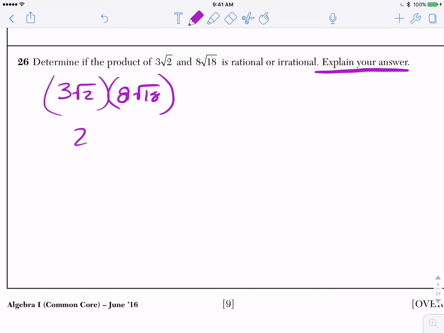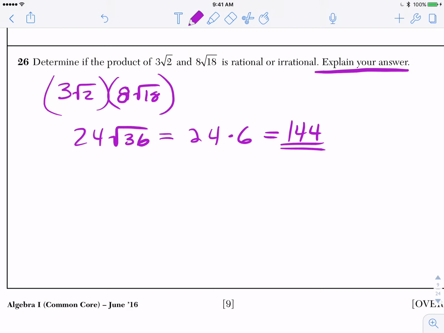We can multiply the numbers up front. A rule with radicals: you can multiply what's underneath the radicand. 2 and 18 here gives us 36. So outside times outside, inside times inside in terms of the radicals. Square root of 36 is simply just 6. It's a perfect square. So this would give me, if I do 24 times 6, 144.